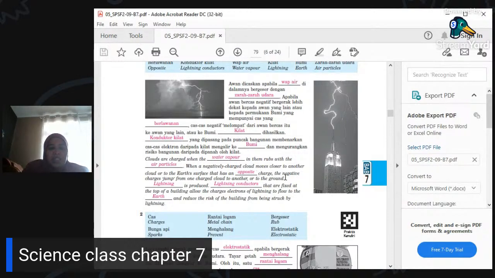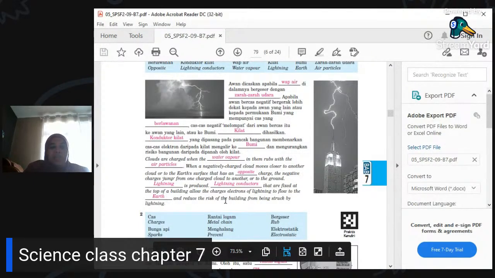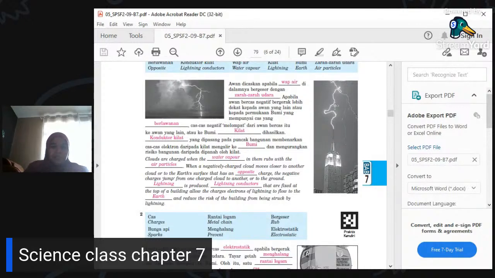It's opposite charge. So the negative charge will jump from one cloud to another or to the ground. So the opposite charge, positive, negative, it will go to the ground or to other clouds. Okay, lightning is produced. Lightning conductors that are fixed at the top of the building will allow the charges of electron of the lightning to flow to the earth and reduce the risk of buildings from being struck by the lightning.